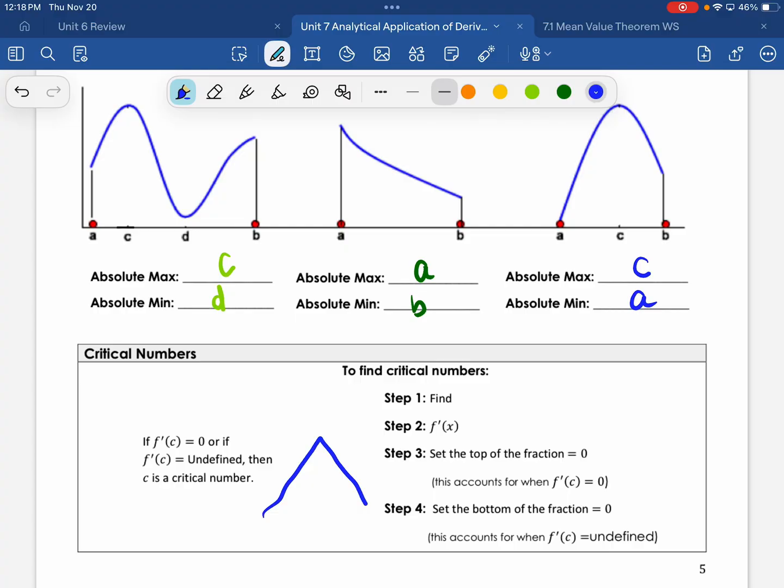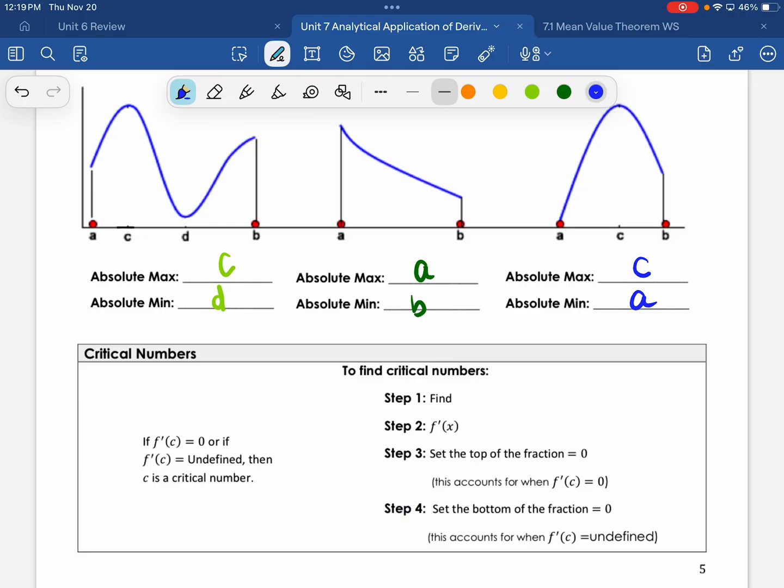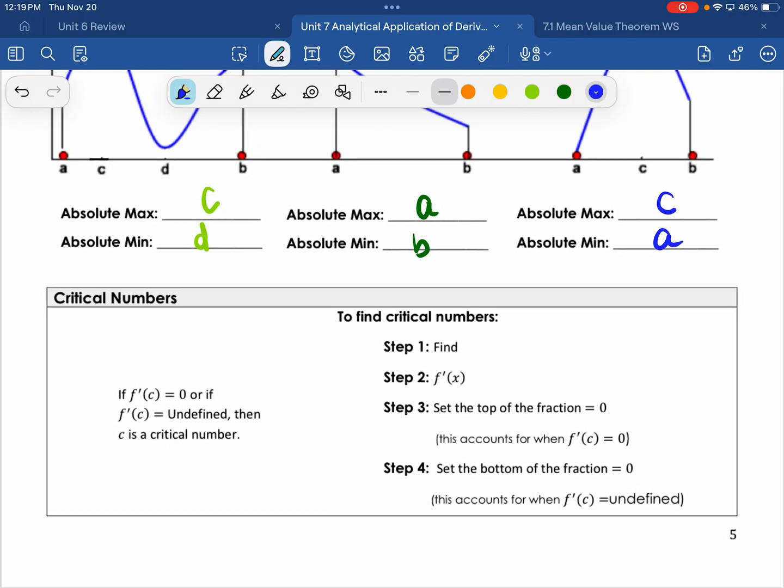What about if my line looked like this? Is this a maximum? Yes. What's the derivative? There isn't one. It's undefined. Why is it undefined? Because it's a cusp. Yeah. Cusp. All right. So all of those points are going to be your critical numbers.